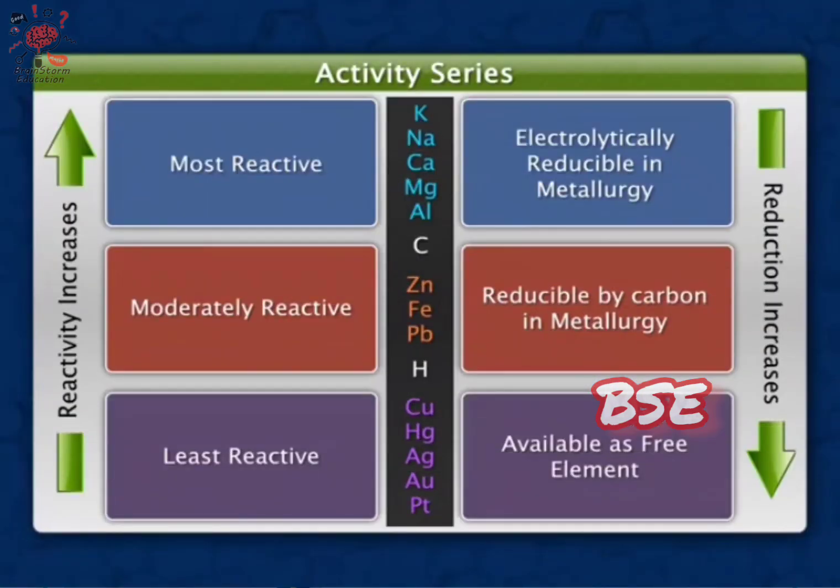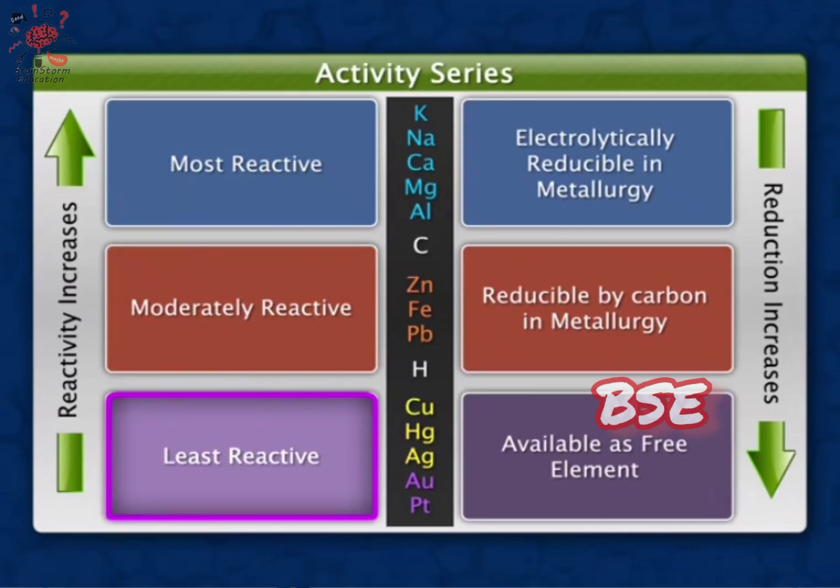We can classify the reactivity series into three categories, namely the most reactive, moderately reactive, and the least reactive. The least reactive metals such as copper, silver, and gold are less prone to oxidation, and hence they are available naturally and have been known to mankind for more than 10,000 years.